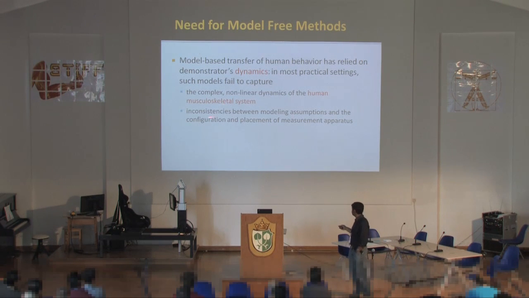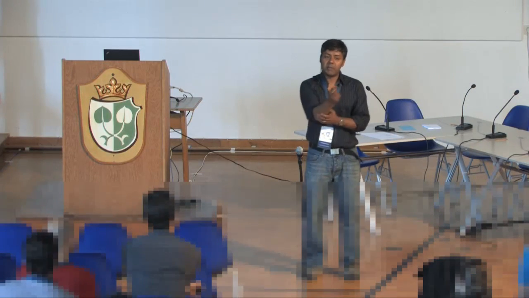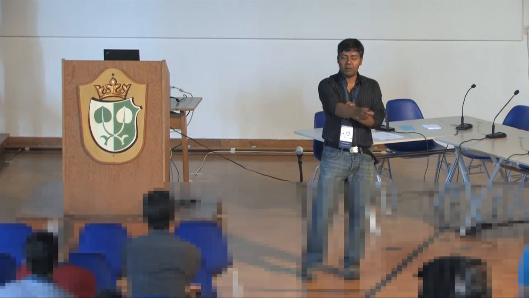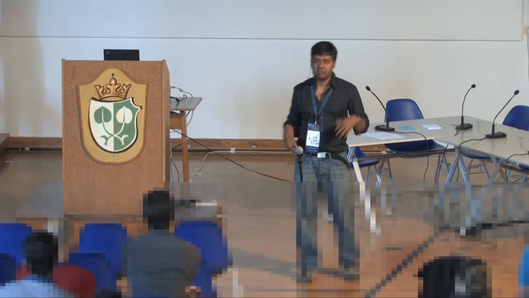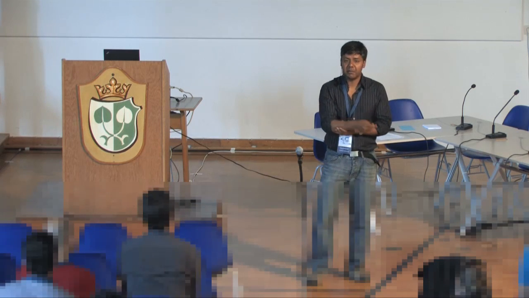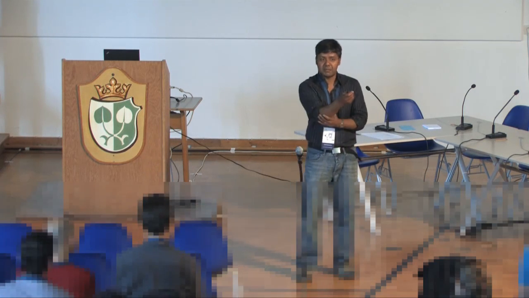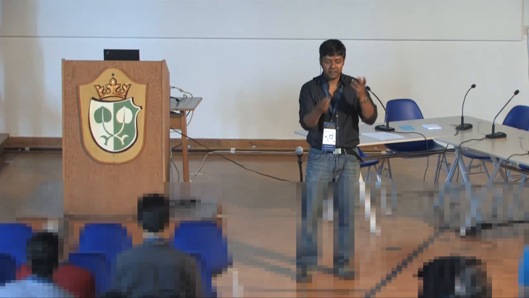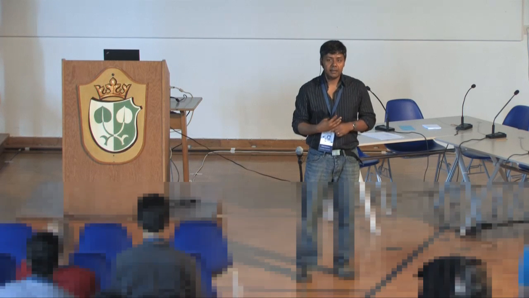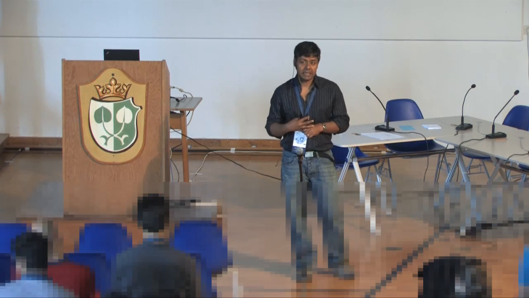And similarly, there's inconsistencies between modeling assumptions and the configuration and placement of measurement apparatus. So a good example is if you assume that you're measuring, you know, EMG signal from one muscle, and then the next day you come back and do the same experiment, and there's a slight mismatch in where you put your sensors, then that can lead to a problem.